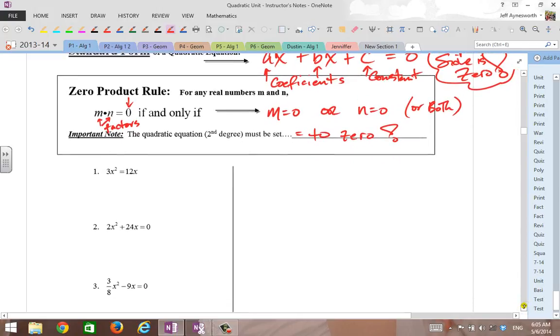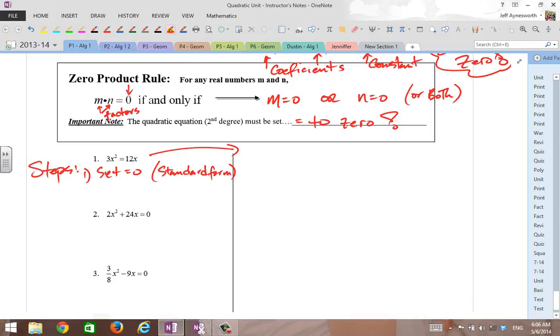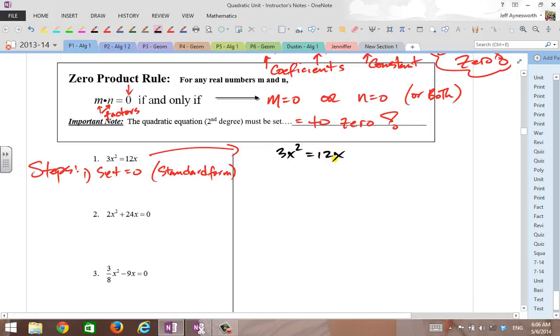It's not that hard. We're going to apply the zero product rule and solve all the quadratics in this entire lesson. So the first thing we do, let's put the steps over here on the left-hand side in the margin, as we always do, is make sure that your quadratic is in standard form, set equal to 0, and that's called standard form. I can see that it's equal to 12x here and not set equal to 0, so I can't use the zero product rule right now. So what we have to do is take your quadratic equation, whatever it may be, and set equal to 0 first. Otherwise, I can't use the zero product rule because the quadratic equation must be set equal to 0.